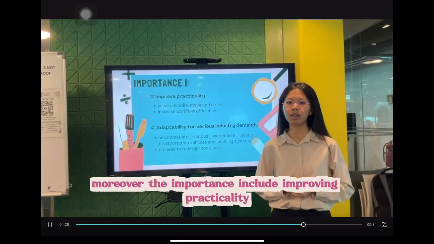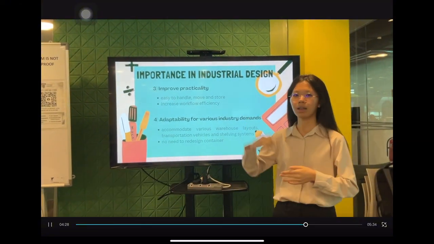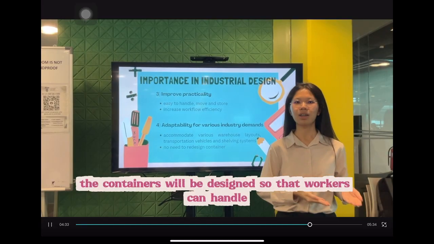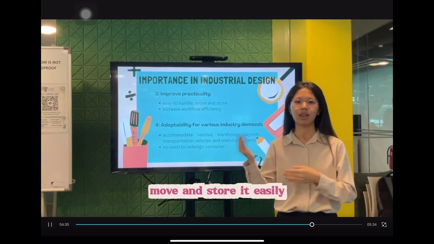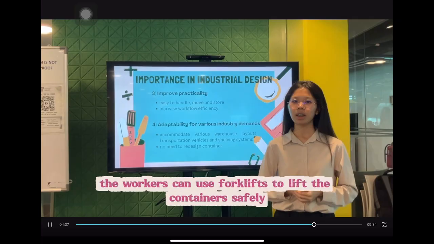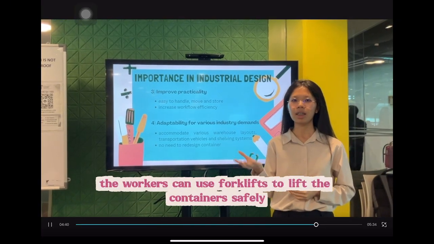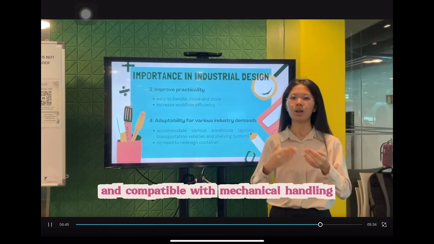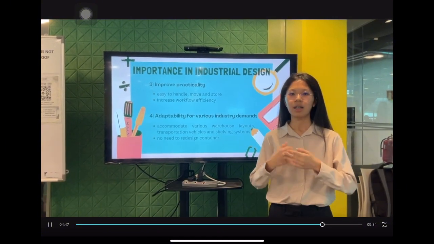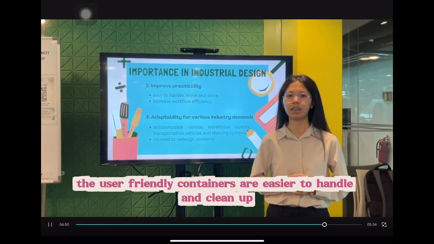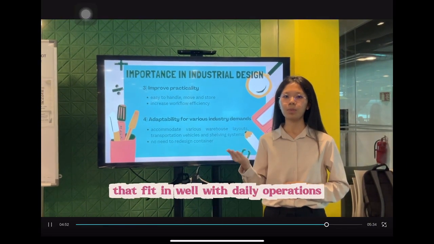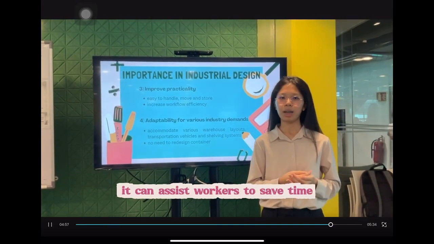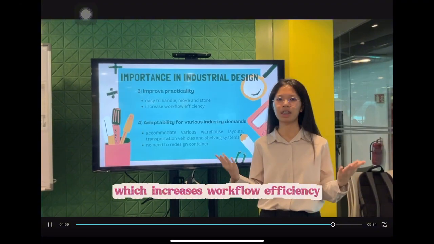Moreover, the importance includes improving practicality. It is because the containers will be designed so that workers can handle, move, and store them easily. For example, the workers can use forklifts to lift the container safely, as optimization helps designers select dimensions that are stable and compatible with mechanical handling. The user-friendly containers are easier to handle and clean up, and fit in well with daily operations. It can assist workers to save time, which increases workflow efficiency.